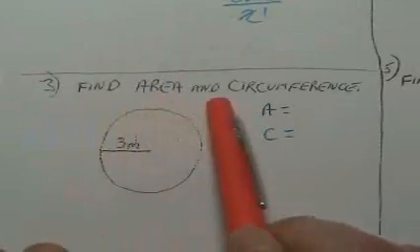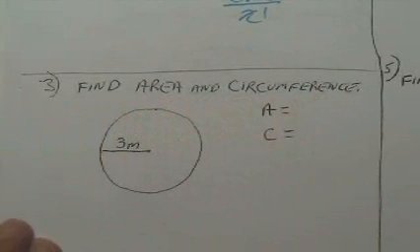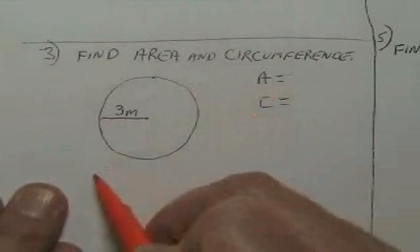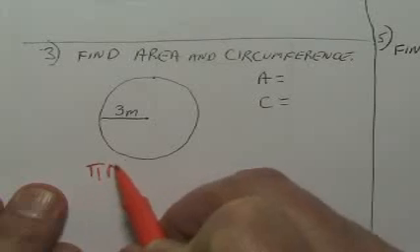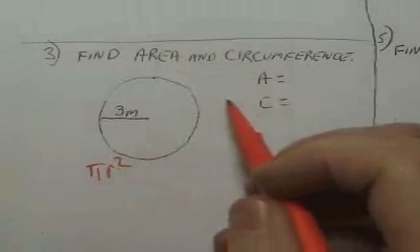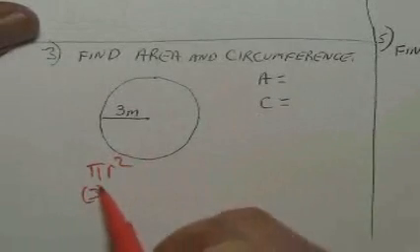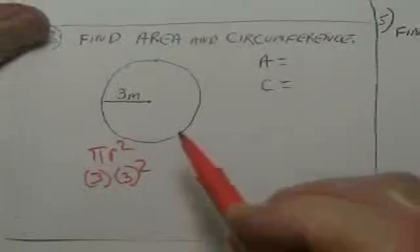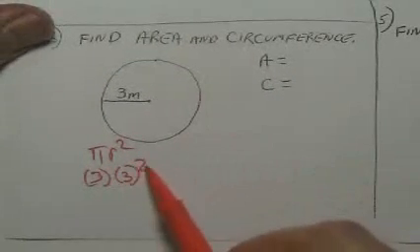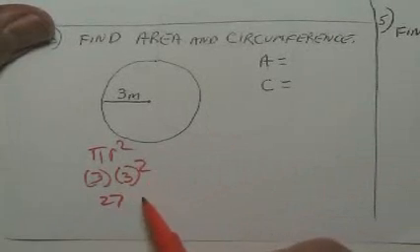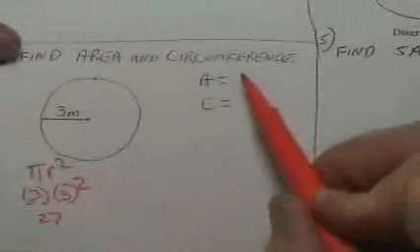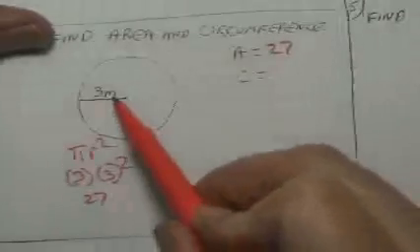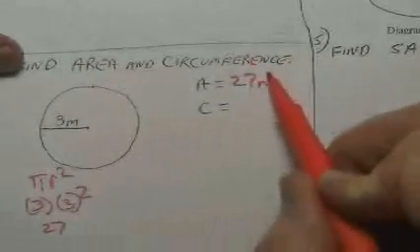Number 3, find the area and circumference. Okay, remember, area is pi r squared. Okay, so pi is 3, radius is 3, and you want to square that. So really it's 3 times 3, that's 9, and 9 times 3 is 27. So our area is 27, and the units are meters, so it's square meters.